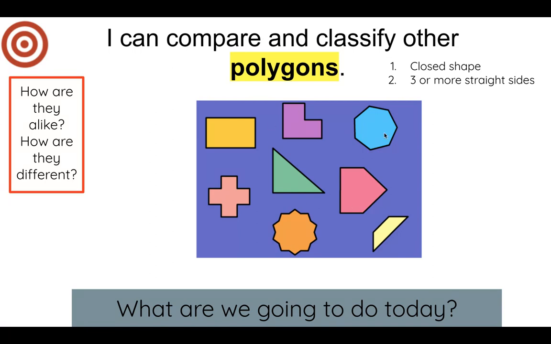Okay, so here you see an example of lots of different types of polygons. Notice that they're all closed. None of them are open shapes, and they all have at least three or more straight sides. Here we have a triangle. We have some quadrilaterals here. Do any of you remember the name of this shape? Count the number of sides. Good, it's a pentagon. There are 5 sides.